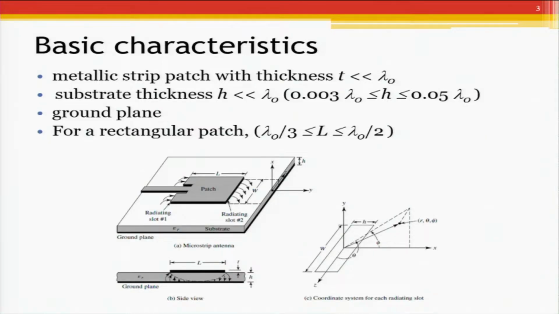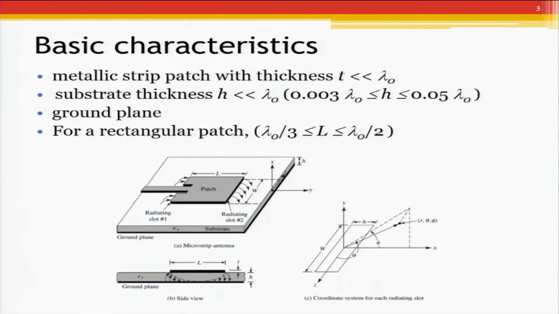Normally the thickness is between 0.003 lambda naught and 0.05 lambda naught, and then the ground plane. Another criterion is the rectangular patch. If you use a rectangular patch, the length is usually between lambda naught over 3 and lambda naught over 2. We'll see later in the design that the desirable design would be something close to lambda naught over 2. Here are pictures of microstrip antennas, the top view and side view.